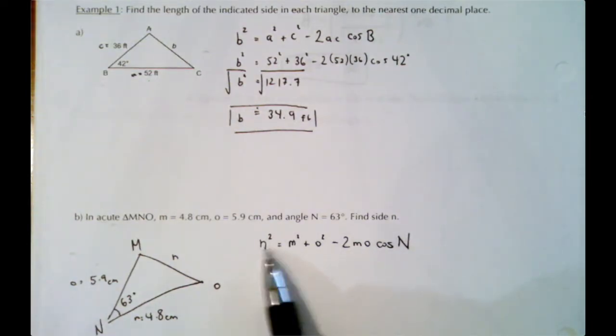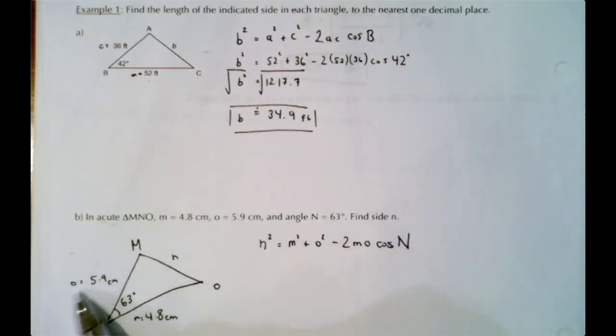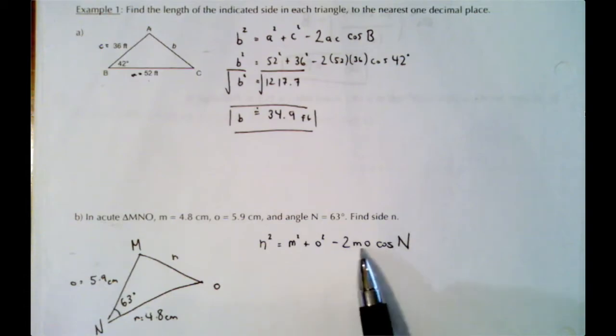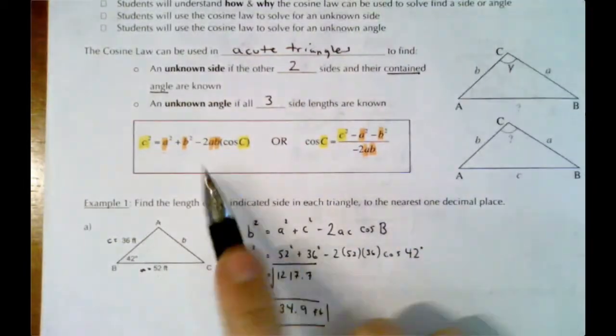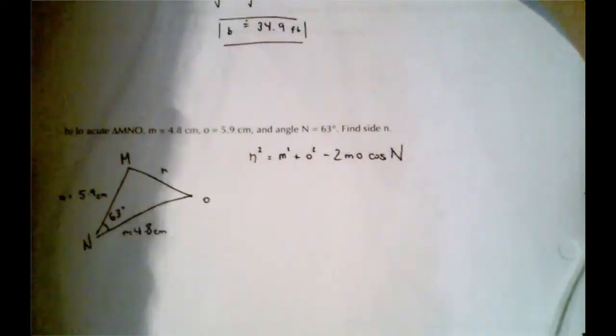So remember the patterning. N is the side we're looking for, so N is the angle we're using. The other two sides are M and O. We've got M's and O's. So M squared and an O squared, and then minus 2MO. And you'll be given this version of the cosine law on a test, but we need to be able to use the patterning to write a cosine law for any letter in any three-letter triangle.